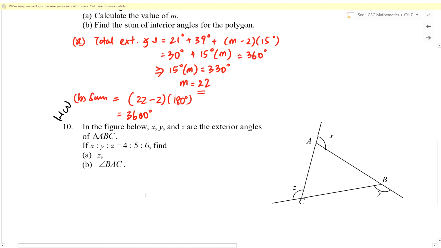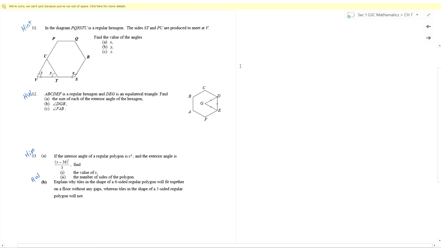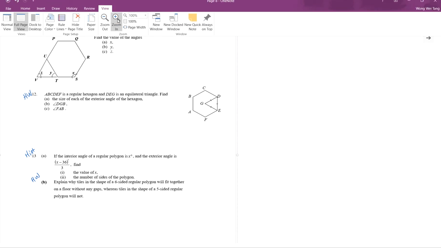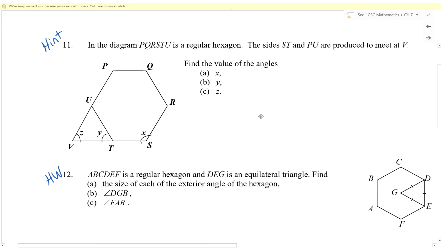Okay, question 10 is your homework. Again on ratio, similar to your homework question yesterday. Please don't do it now, because I've got more questions over here to go through with you. Okay, question 11, I'm going to give you a hint. It is going to be a homework question also, so let's read this question.